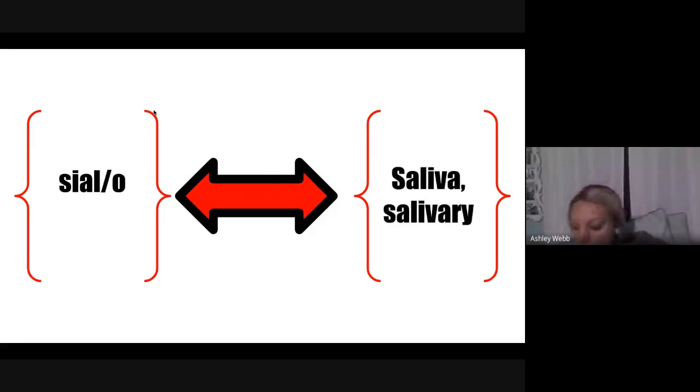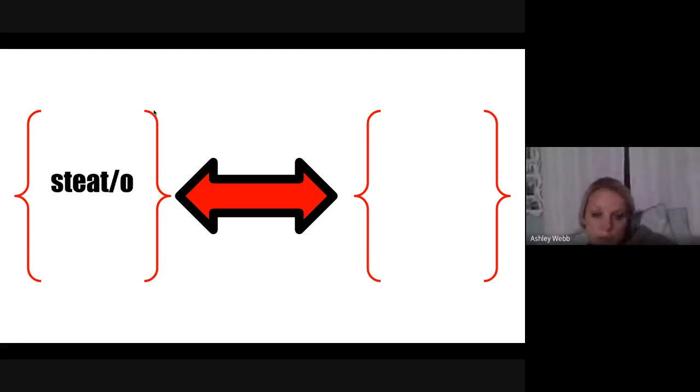And if you remember back from the combining forms, we had the one that was salivary gland, which is very close. So if you see that and can associate saliva. That is also another term for fat.